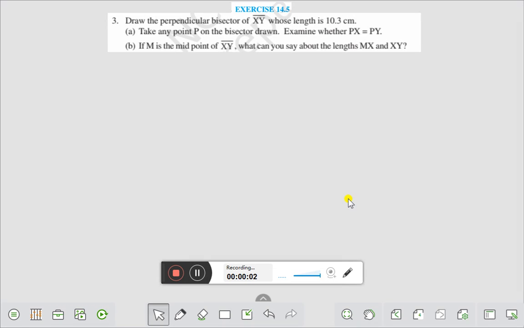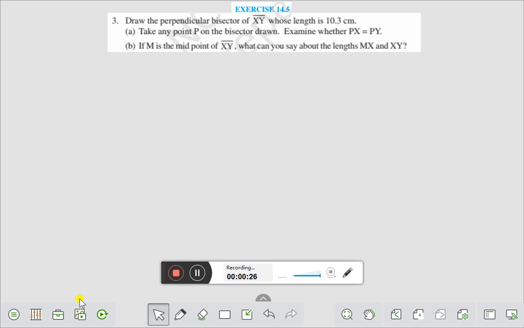Hello friends, today we shall discuss exercise 14.5 question number 3. Draw the perpendicular bisector of XY whose length is 10.3 cm. A. Take any point P on the bisector drawn. Examine whether PX is equal to PY. B. M is the midpoint of XY. What can you say about the lengths of MX and XY?